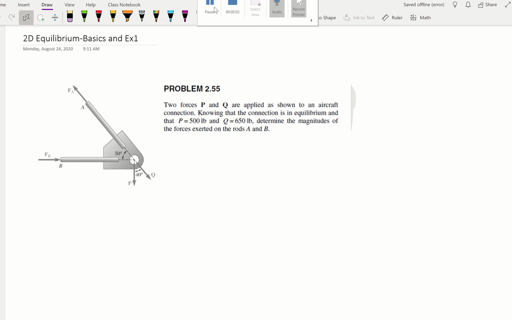Hi, this is going to be the example for solving 2D equilibrium. So let's take a look. There are two forces, P and Q, applied to an aircraft connection, and we know the connection is at equilibrium. When they tell us that, it means it's static, right? If it's static, we know the sum of all the forces is going to be equal to 0.